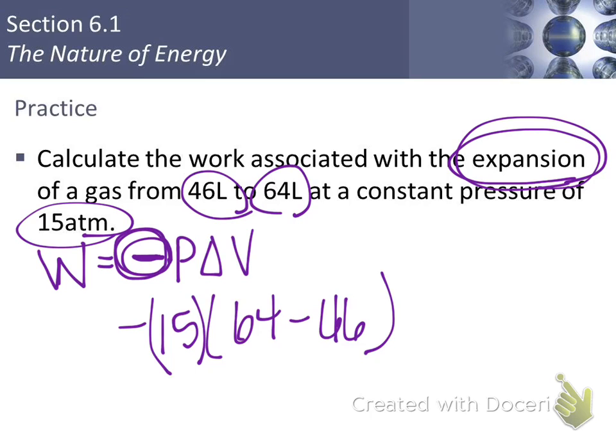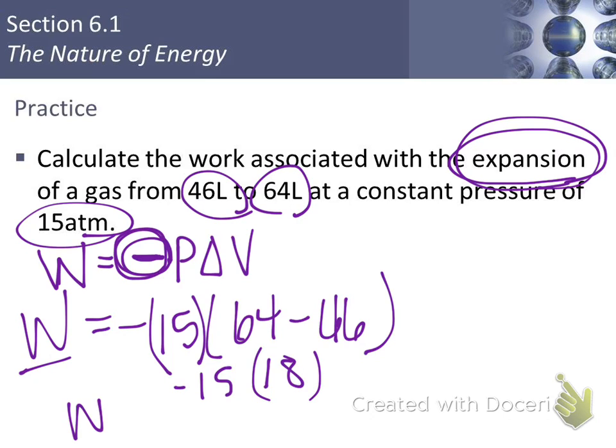I just hadn't written the W yet, sorry. Work equals, okay, so 64 minus 46 gives me 18 times -15. So work equals -270 atmosphere liters. Okay, so far our question has not asked us to convert to joules yet, right?